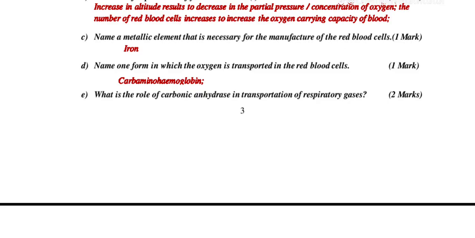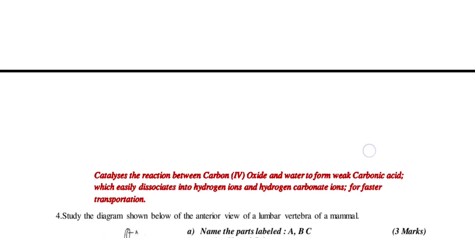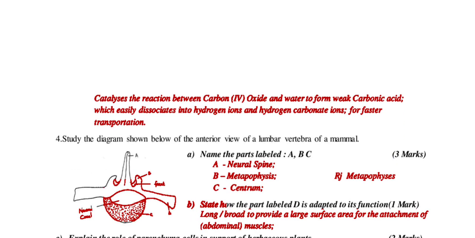E. What is the role of carbonic anhydrase in the transportation of respiratory gases? So it catalyzes the reaction between carbon dioxide and water to form weak carbonic acid, which easily dissociates into hydrogen ions and hydrogen carbonate ions for faster transportation.